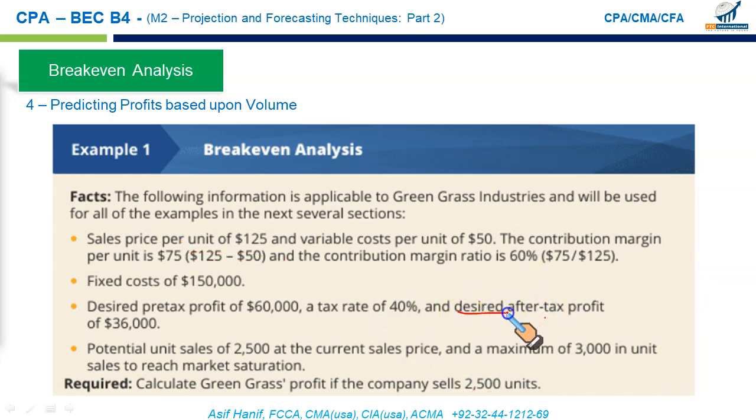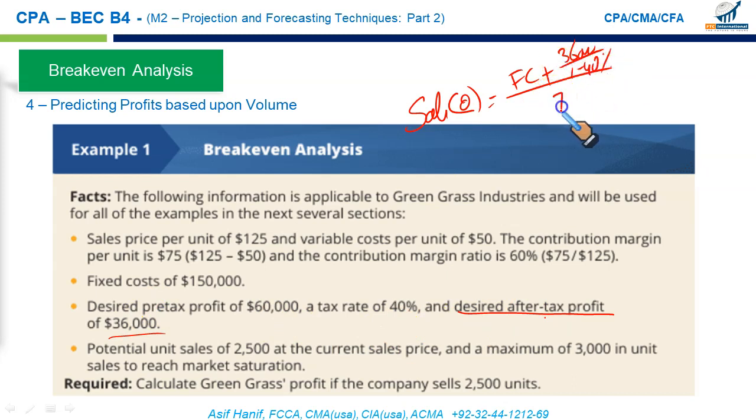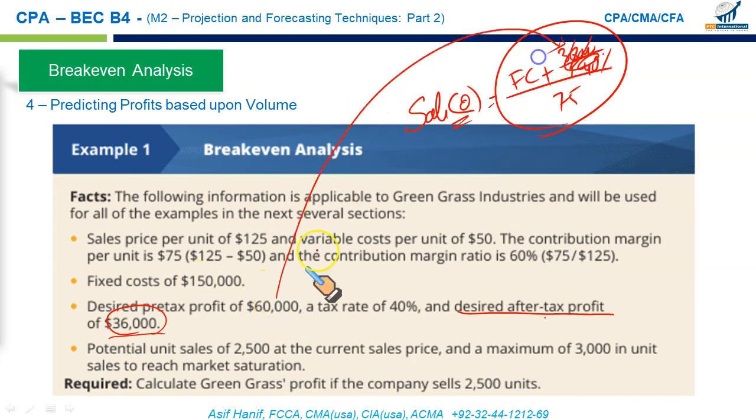Okay, now let me apply the desired after-tax profit of 36,000. So just apply this formula. You need sales quantity, for example, fixed cost plus the desired after-tax profit of 36,000 divided by 1 minus tax rate, upon the unit contribution margin, that is 75. So if you solve this, you will get the quantity that you need to sell in order to earn an after-tax profit of 36,000. Or otherwise, sometimes you might be required to calculate the quantity to earn a pre-tax profit, and in that case, you simply plug in the pre-tax number here. No tax grossing up, just solve it and get your answer.